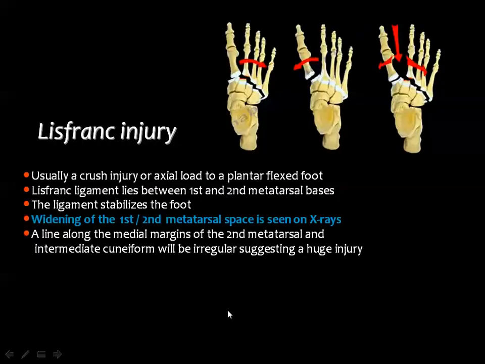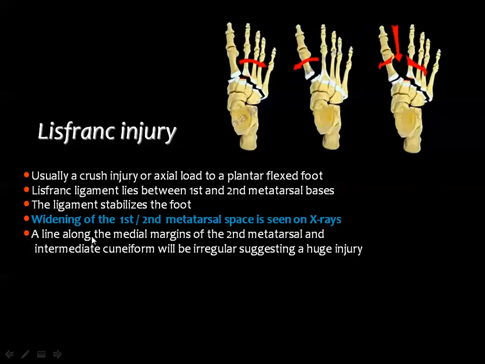We start with this Lisfranc injury, which involves the ligament located between the first and the second metatarsal bones. And this will result, as you can see from these drawings, in widening of the space between the first and the second metatarsal bones. And this injury can be diagnosed easily from the plain X-ray.